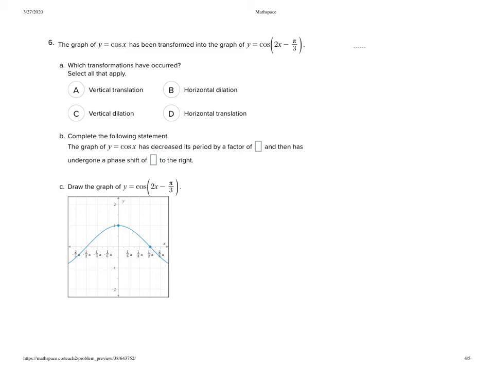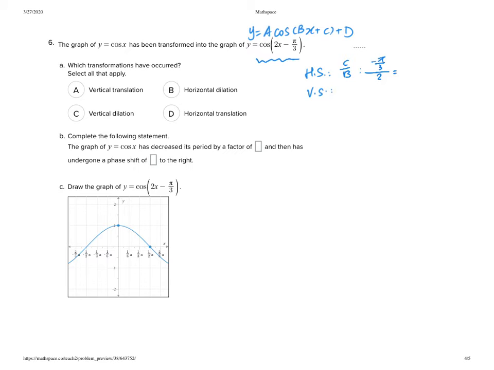Number 6, part A, they want us to figure out what transformations have happened. Let's look at this equation. Cosine function. The formula is a cosine bx plus c plus d. Transformations may include a horizontal shift or vertical shift. The formula for horizontal shift is c over b. Let's look at the equation here. We do have c, which is negative pi over 3. What is the b value? The number in front of x, which is 2.